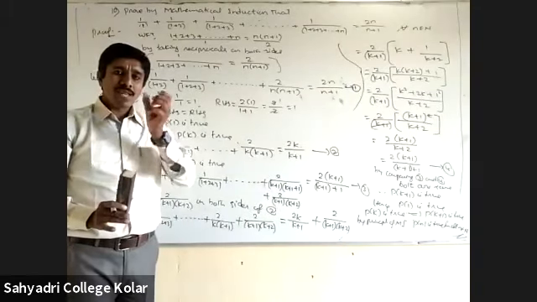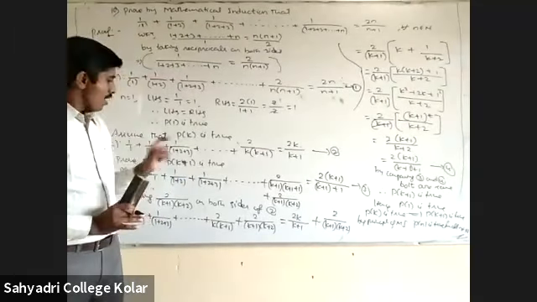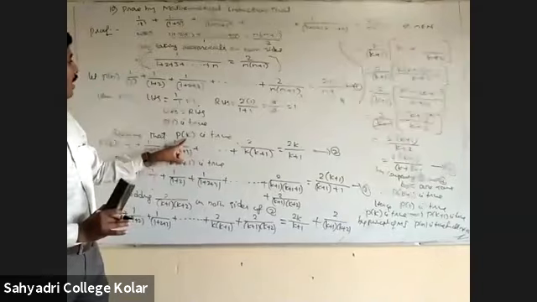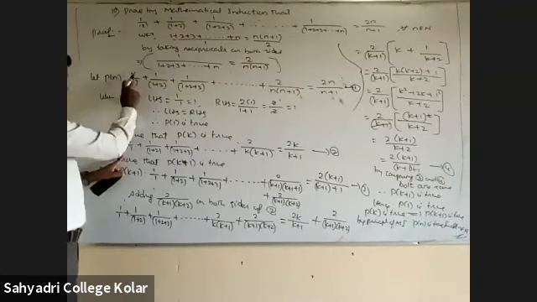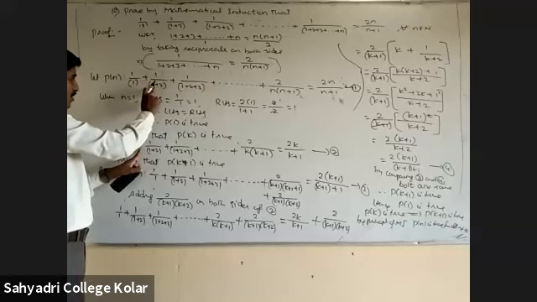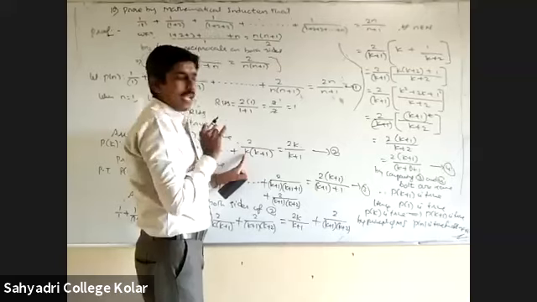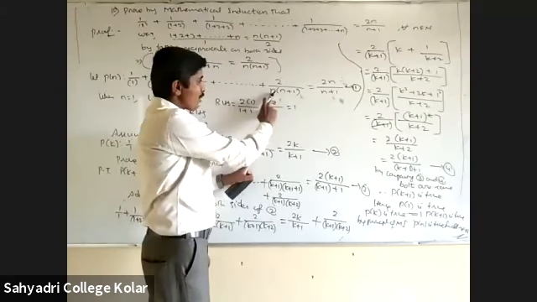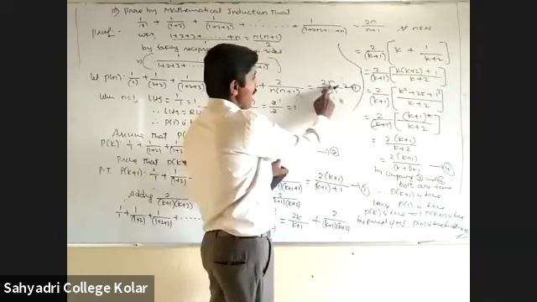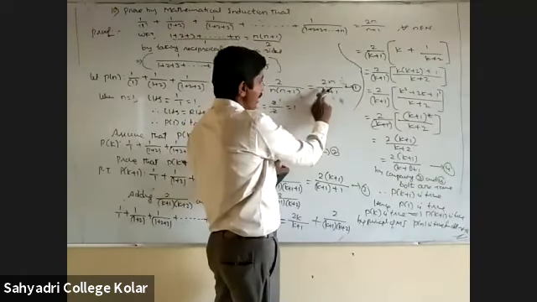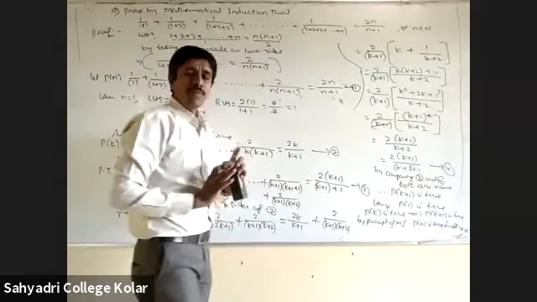Assume that the second condition, P(k), is true. Just substitute n = k in equation 1. P(k) stands for 1/(1·2) + 1/(2·3) + and so on, up to k(k+1) on the left side, equal to 2k/(k+1), called equation 2.